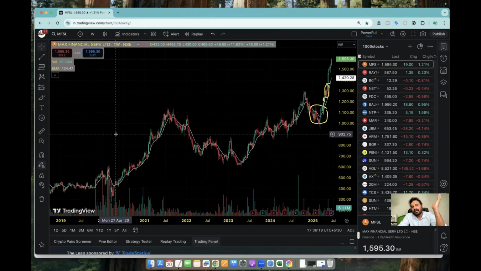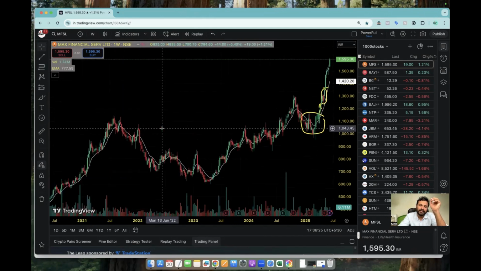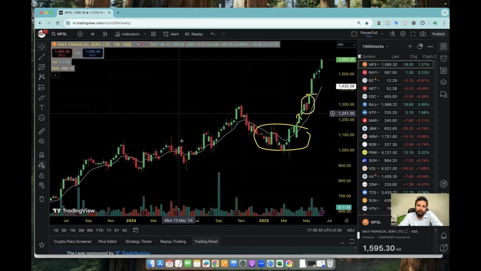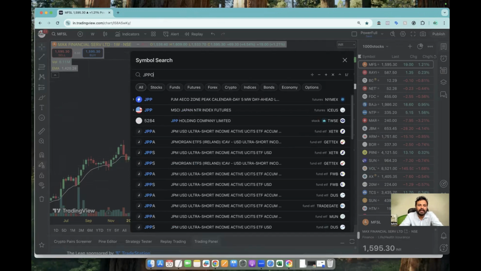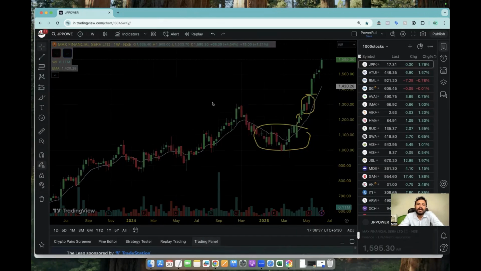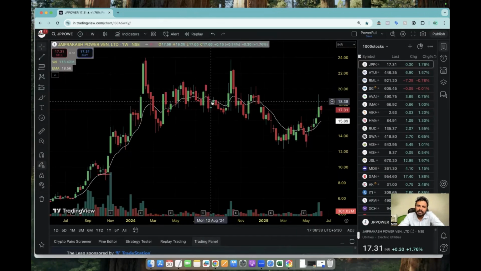Previously, if we want to make it work, for any strategy, any stock which you're entering, make sure you check how that stock has previously behaved, what the behavior of the stock is. You need to keep that in mind. For example, JP Power: will it work in a similar pattern on a daily chart? Can I trade on a daily chart? Obviously, yes, you can do that.